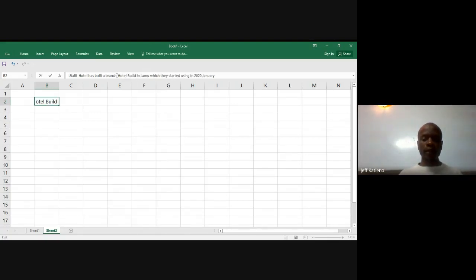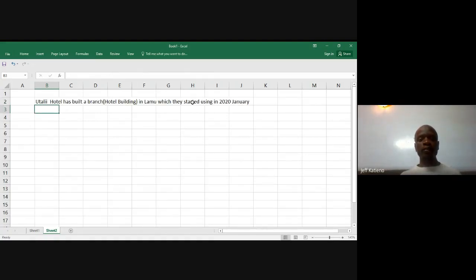Hotel building. So this hotel building in Lamu, which they started to use in January 2020. You remember the law says that the tax incentive, let me call it by its right name, investment allowance, is applicable in the first year of use, not in the first year of completion.